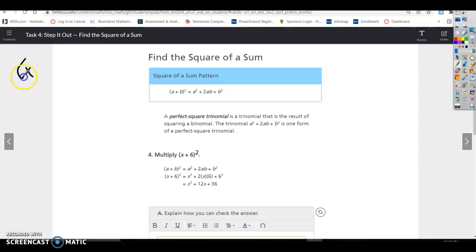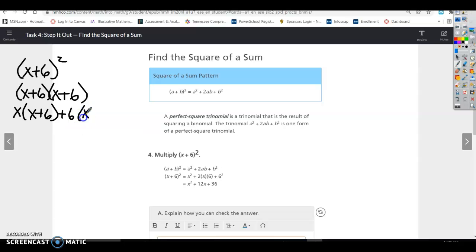So if you've got x plus 6 squared, if you do x squared plus 36, that is wrong. Okay, so a binomial squared is x plus 6 times x plus 6. Anything squared is something times itself. So you're going to have x times x plus 6, and then plus 6 times x plus 6. We're using distributive property like we've learned in the previous lesson. So we've got x squared plus 6x plus 6x plus 36.